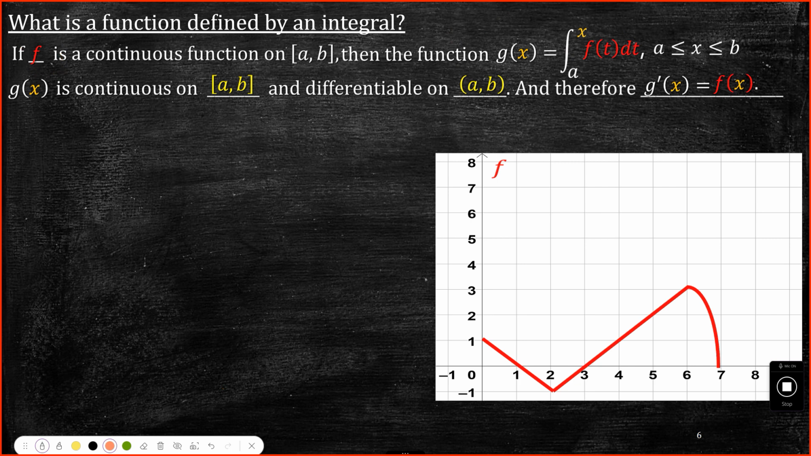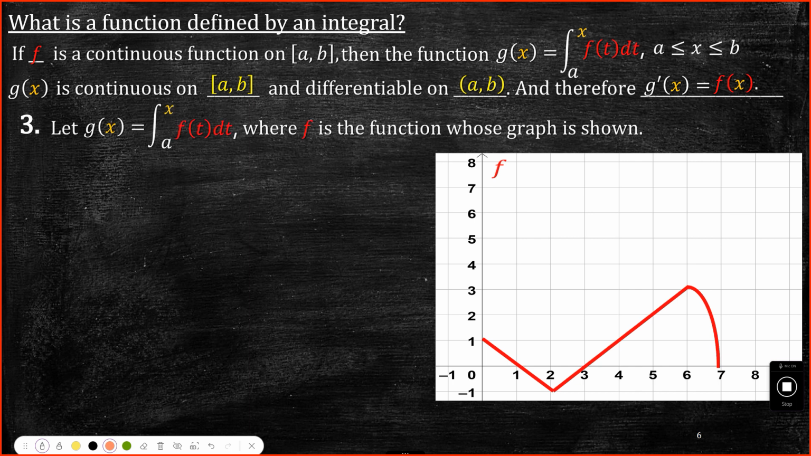All right, so now let's start playing with accumulating and getting positions off of this. So here's problem number 3. Let g of x equal the integral from a to x of f of t dt, where f is this function here. Evaluate g of x for x equals 0, 1, 2, 3, 4, 5, and 6. So g of 0.